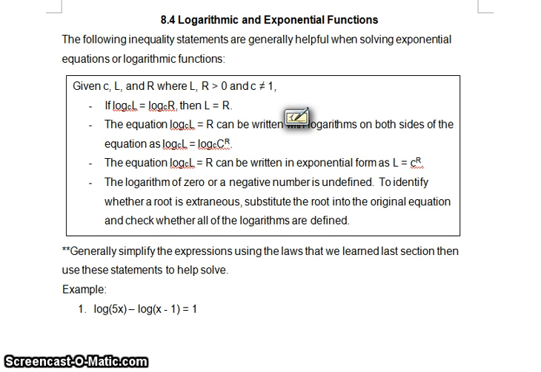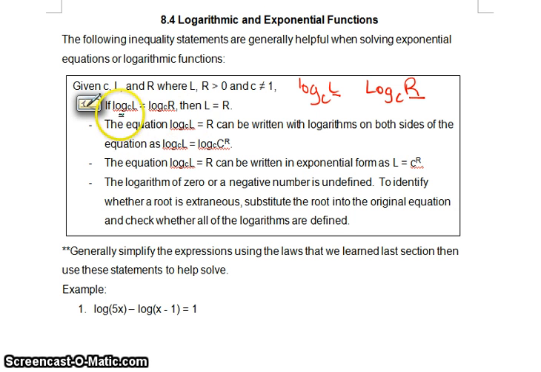So to start, suppose we were given two logarithmic functions. Suppose we had log base c of L and log base c of R, where L and R are greater than 0. So remember we talked a little bit about why these values have to be greater than 0. They can't be 0 or a negative number. And also we can't have c equal to 1. Okay? So from here, say we have these two logarithmic functions.